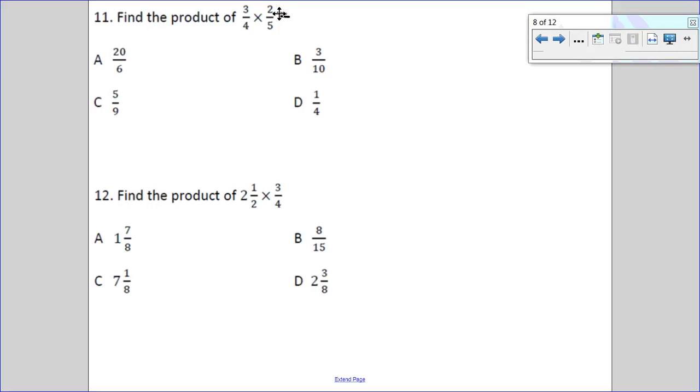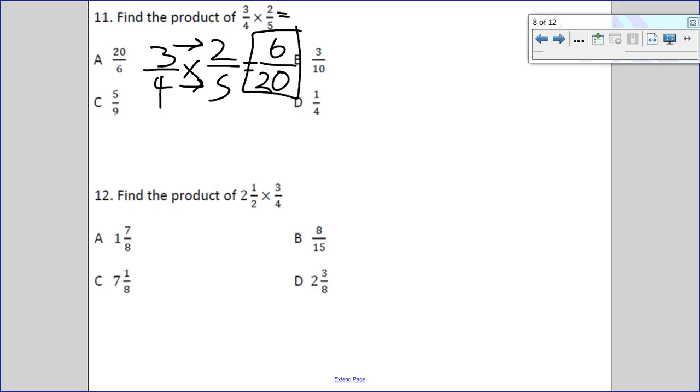Now, how do you multiply fractions? It is not hard at all. All you do is multiply the two top numbers times each other. That will give you your new top number. 3 times 2 is 6. Then you multiply the two bottom numbers by each other. 4 times 5 is 20. So 6/20, but you'll notice we don't have that as an answer choice.